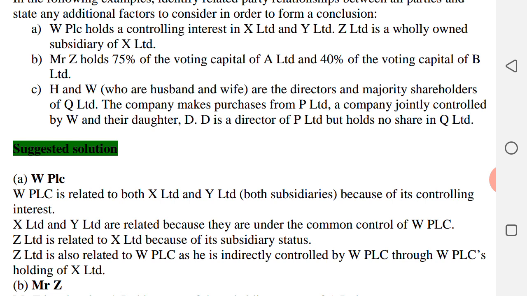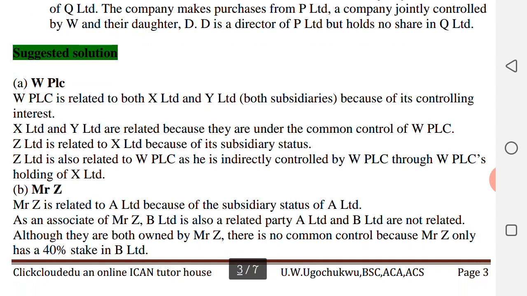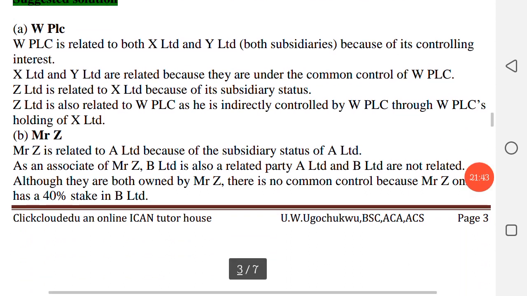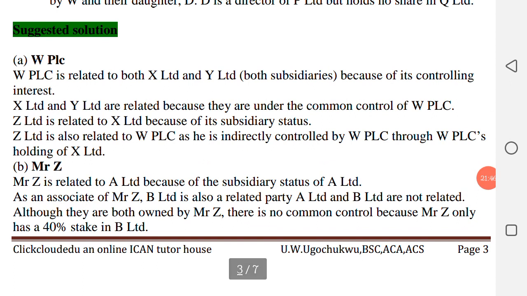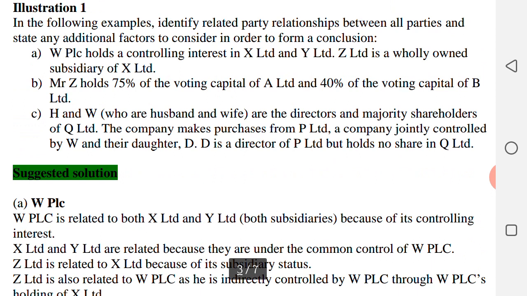Z Limited is also related to WPLC as it is indirectly controlled by WPLC through WPLC's holding in S. So because S owns Z, then indirectly Z is also related to WPLC. Now let's look at Mr. Z. Mr. Z is related to A because of the subsidiary status of A Limited. If you look at it, we are told Mr. Z has a 100% holding in A. That means it's also related. Mr. Z is also related to B.